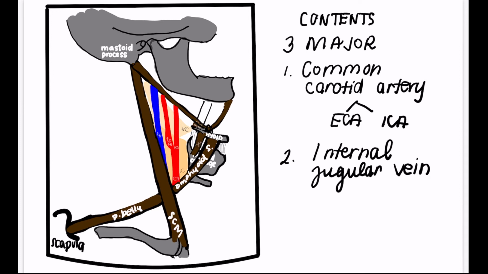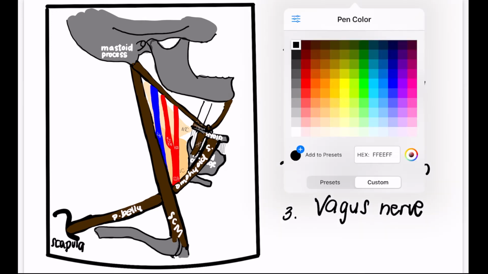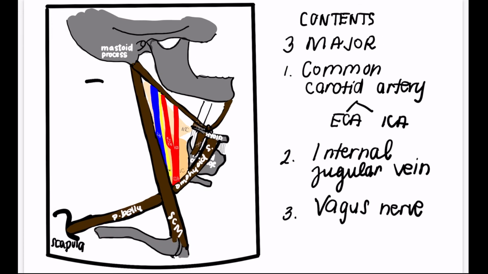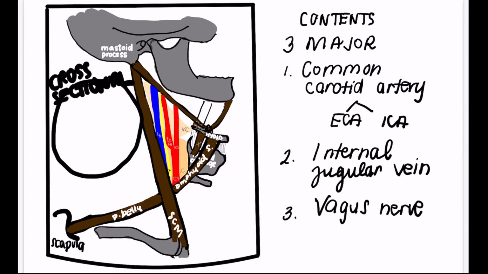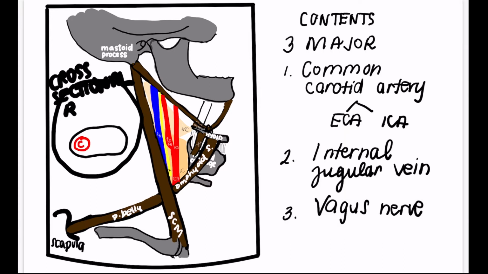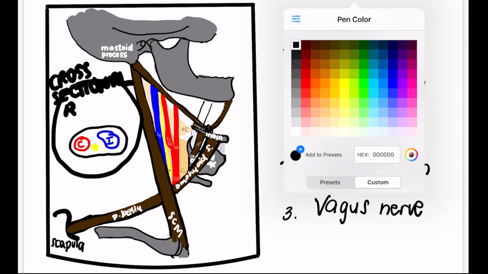This is the internal jugular vein. And then in the middle of the carotid artery and the internal jugular vein is the vagus nerve or cranial nerve 10. Now, these three major structures are enclosed by the carotid sheath. So this is a cross-sectional view of the carotid sheath. Medially is the common carotid artery, and then laterally is the internal jugular vein, and then in the middle of these structures on the more posterior aspect is the vagus nerve, that yellow structure in between the internal jugular vein and the common carotid artery.